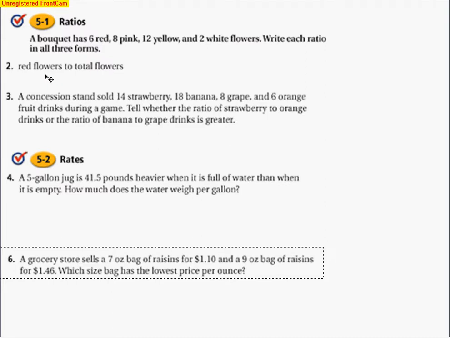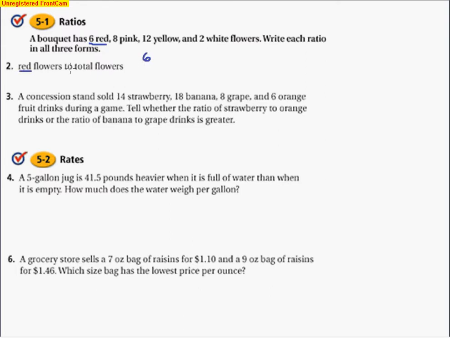Well, for number 2, they say red flowers to total flowers. Well, we need to figure out how many red flowers there are, and it says up on the top here there are 6 red flowers. So we're going to write 6 red flowers. Now, notice it's red to total. So red has to go on top. So we're doing the 6 red flowers on top, and we're going to write the total flowers on the bottom of the fraction.